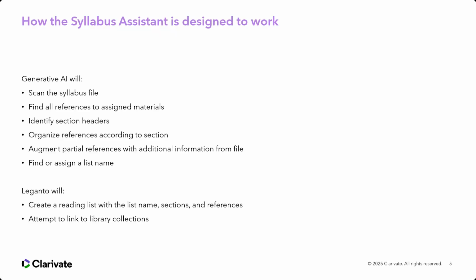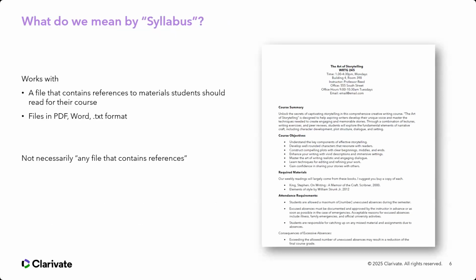And then the second piece is the Leganto piece. This is what Leganto does anyway, but Leganto will then create a reading list with that information, with the list name, with the sections, with the references that go in those specific sections, and attempt to link it to the library collections. I'll also go into more details about how that works and what I mean by attempt.